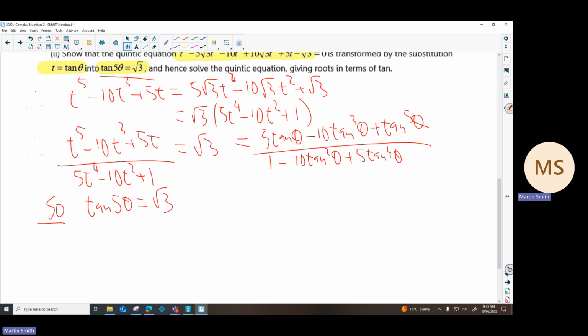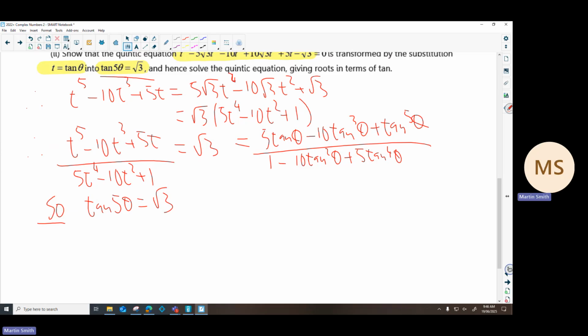So I started off with this horrible polynomial equation involving t. By letting t be tan theta, I've transformed it into this trig equation using the identity we previously solved. Tan 5 theta is root 3. So what I'm now going to do is solve this equation to get theta, and then I'm going to go back and work out t.